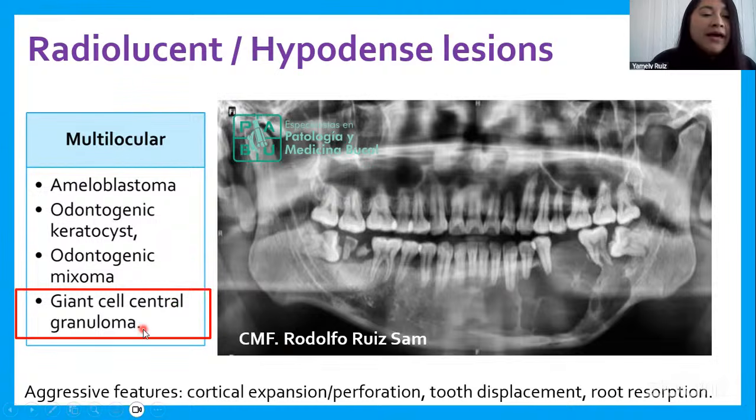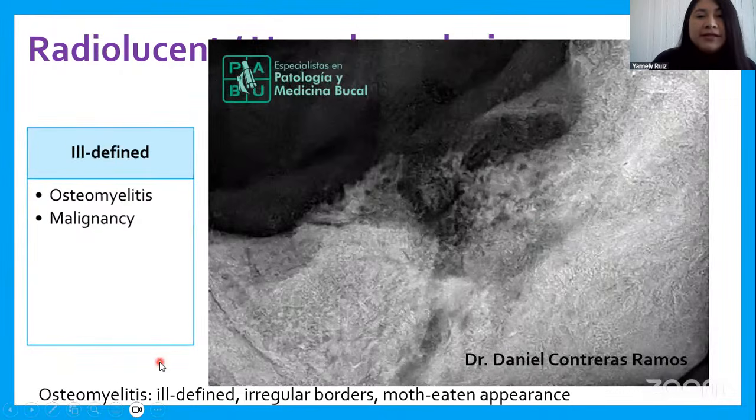Sometimes, like the other entities, this lesion also has aggressive features like cortical expansion, tooth displacement, tooth resorption, and even some symptoms like paresthesia. So this is very important to remember in these entities that are considered aggressive.